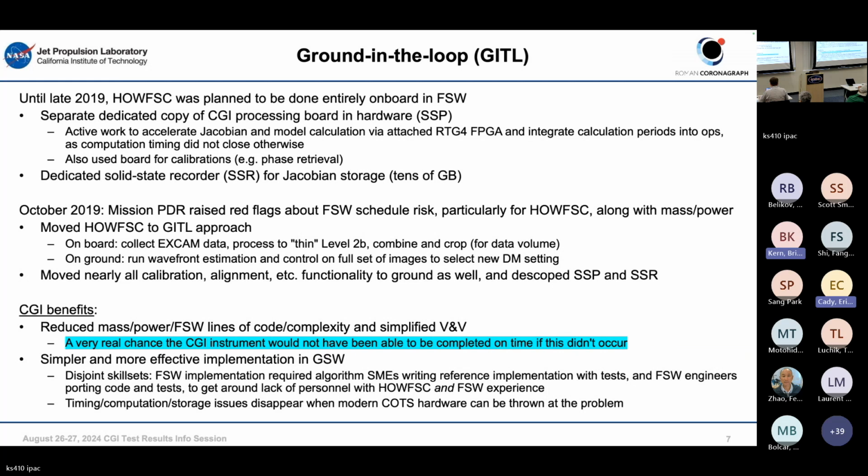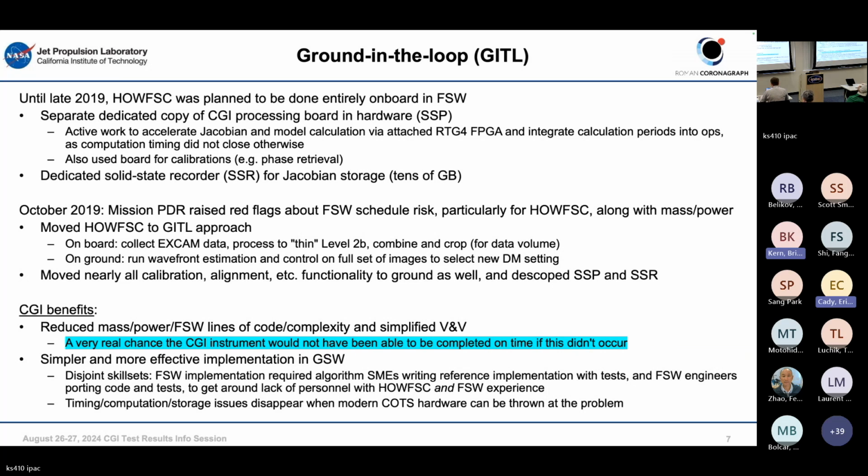So what we do on board is we collect the data. We would have done this anyway, with just the sequence engine on board. But then within the CGI flight software, there's a processor that does sort of the same thing as the ground pipeline. It is a thinner level.